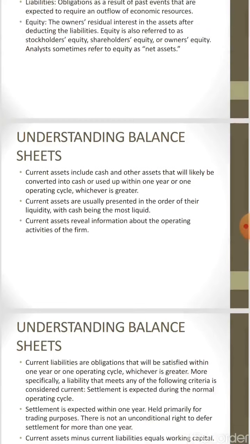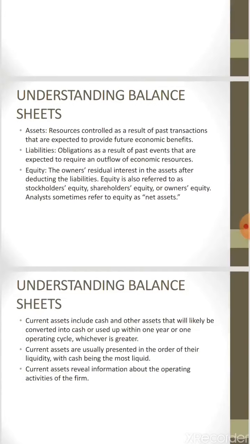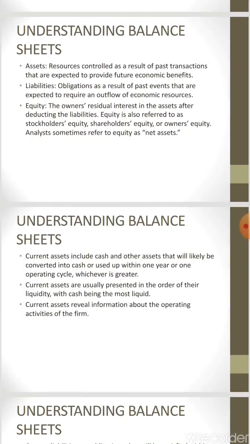And then our current assets are the assets which will likely be converted into cash within 1 year or 1 operating cycle. These current assets include things like our cash, our receivables, and our inventories. These are usually presented in order of their liquidity, cash being the most liquid.